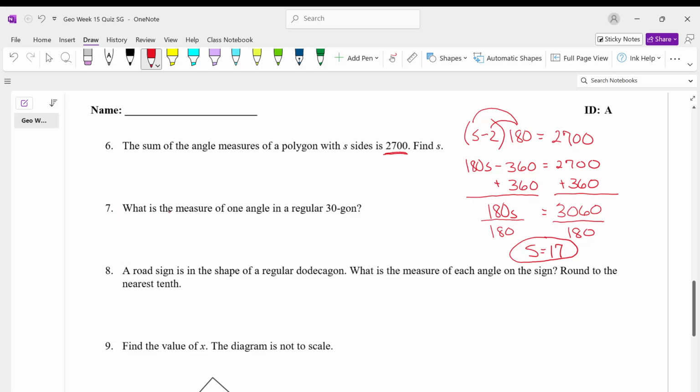Problem number 7 asks you what is the measure of one angle in a 30-gon. So if you need one angle in a 30-gon, you take the n minus 2, which would be 30 minus 2, times 180. That gives you the sum of all the angles, and then you divide it by the number of angles, which is 30. And then it becomes a calculator problem. So 28 times 180 equals 5,040, and then we divide that by 30. So 168 degrees.